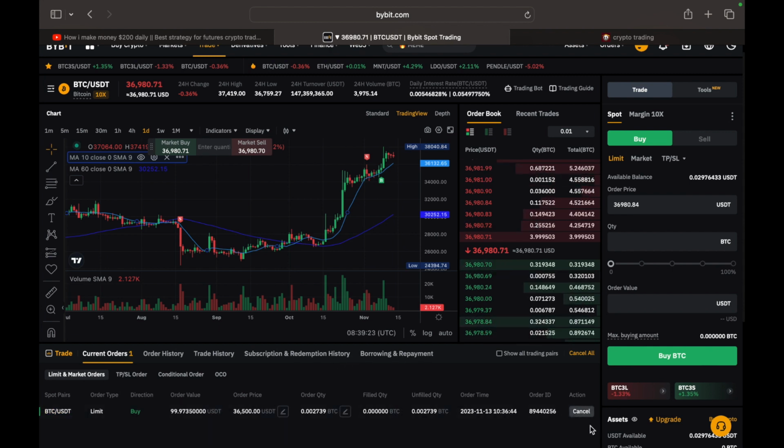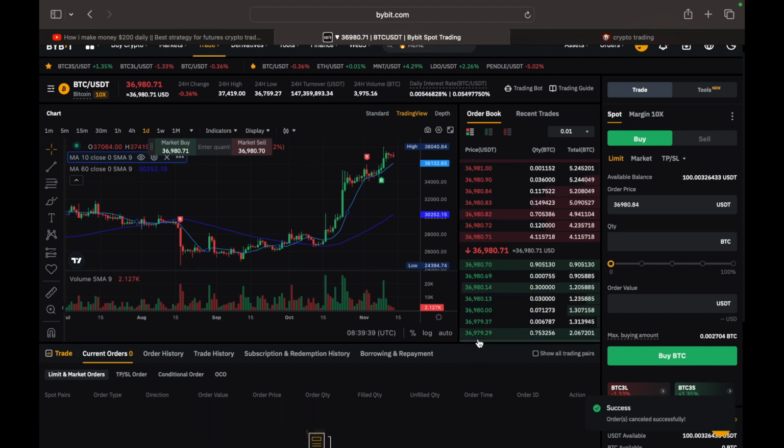So I'm just going to go ahead and cancel this because I don't want to wait. The price of Bitcoin is still 36,980, so I'm going to have to wait for this price to drop to 36,500 so that this order is going to be executed. I don't want to wait, so I'm just going to cancel this.